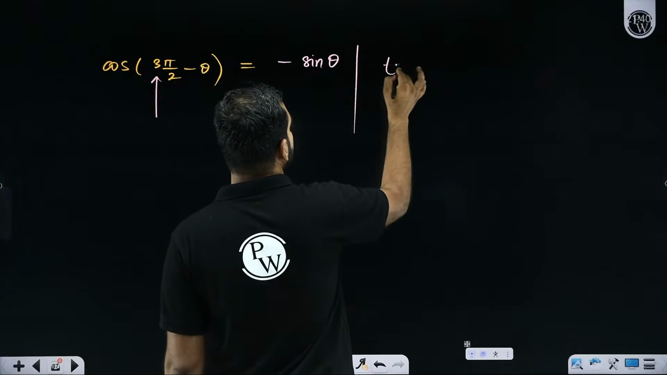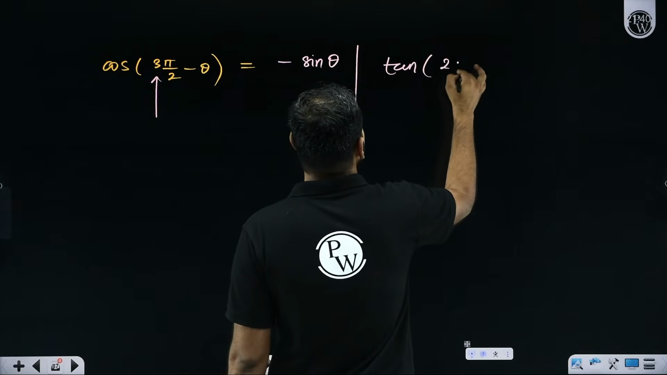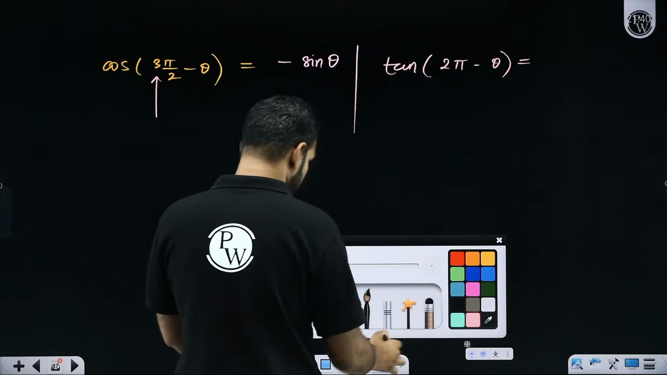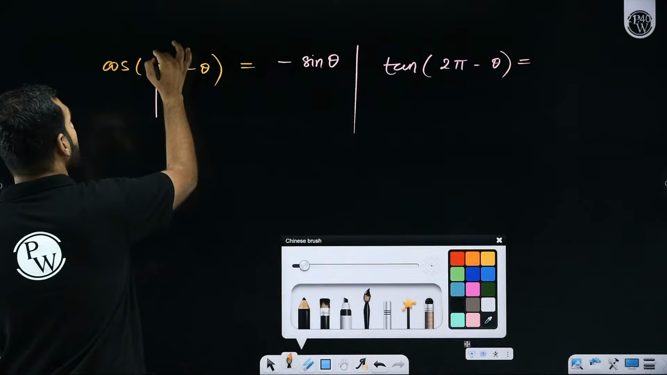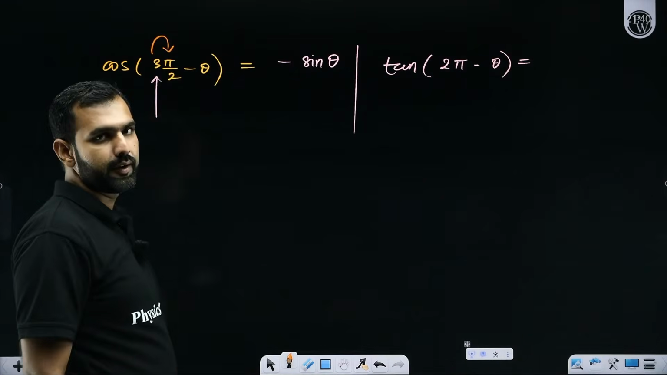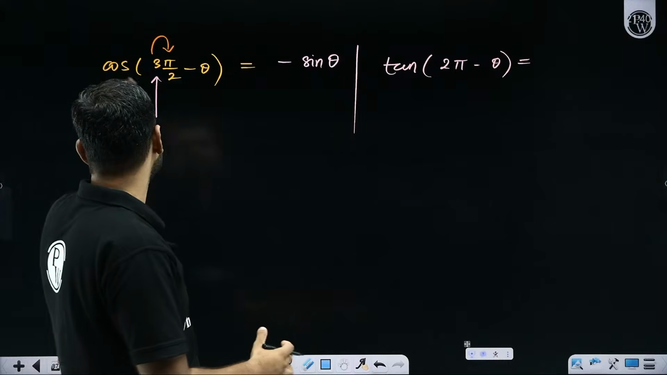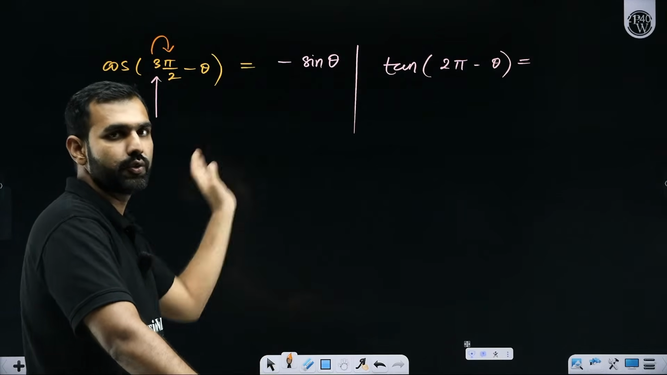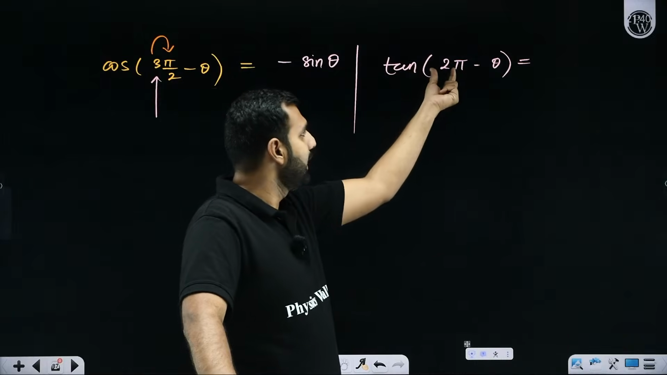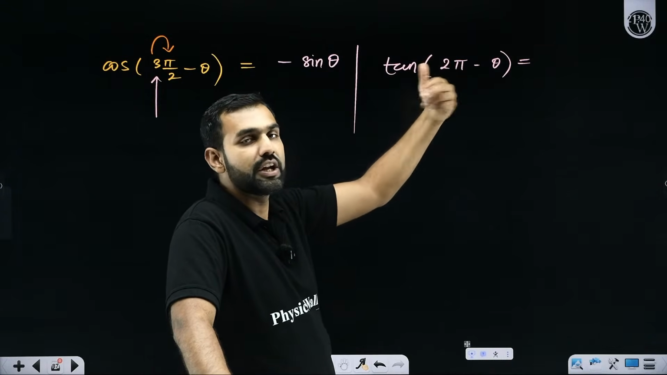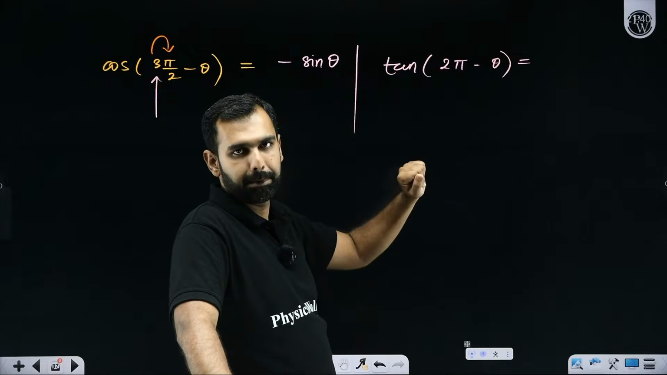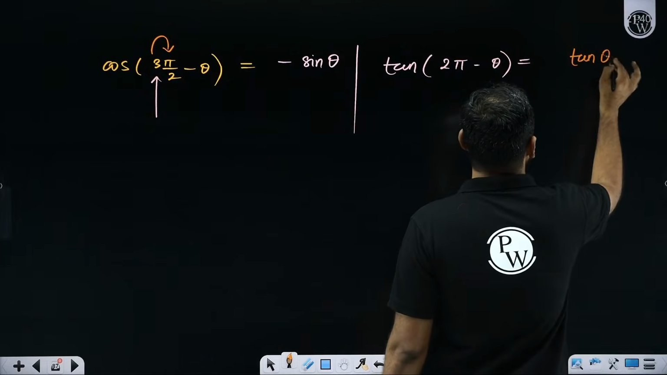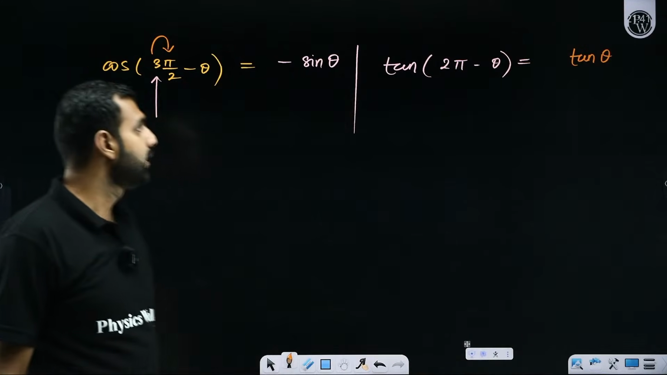Let's say if I ask you tan of 2 pi minus theta. So I repeat, if it was an odd multiple of pi by 2, then the ratios are changed. Sine into cos, cos into sine, tan into cot, cot into tan, sec into cosec, cosec into sec. But if it is a multiple of pi, the ratios don't change. So 2 pi, multiple of pi, so the ratio will remain the same, which means it will be tan theta. But what about its sign, positive or negative?